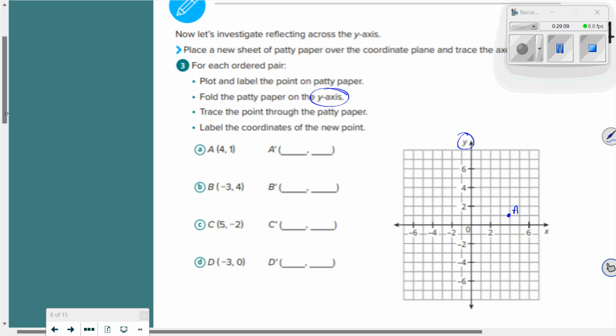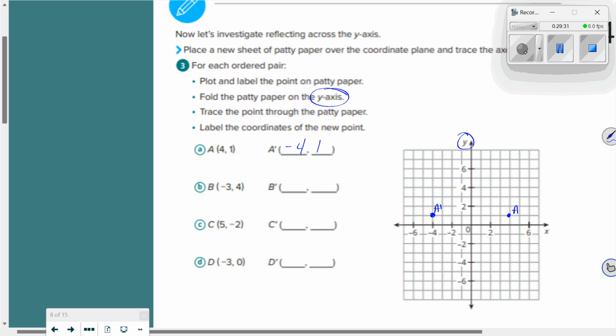That means this is 4 to the right of it. So guess where the reflection is going to be? 4 to the left of it. So my A prime is going to be over here, at -4, 1. You now have 3 more to do, but hopefully you're seeing the pattern. This one shouldn't take you but about 2 minutes.